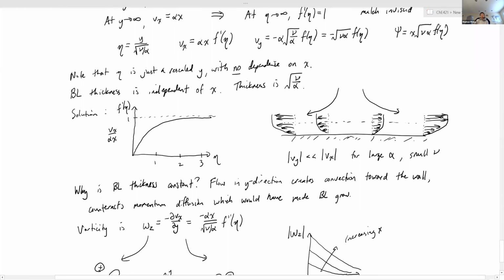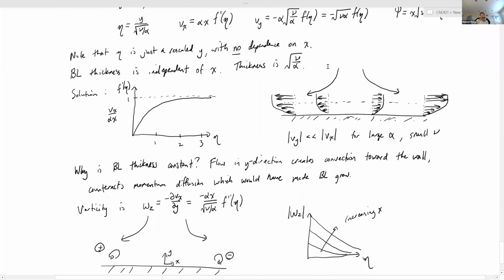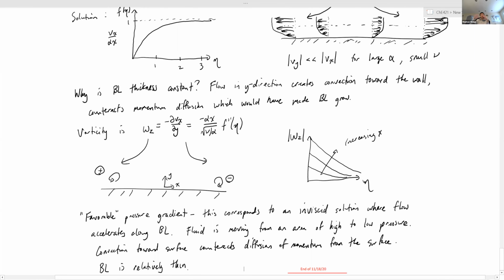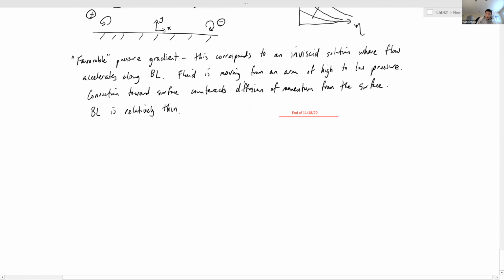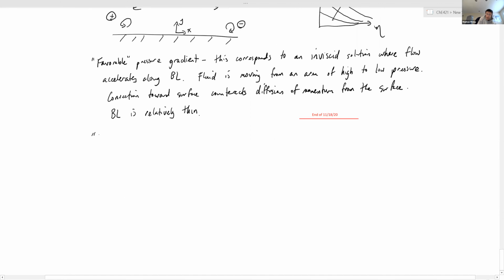Okay. Another way of thinking about it is that this happens because you have fluid coming down from the top, and the fluid coming down actually counteracts the momentum diffusion that would cause the boundary layer to increase in thickness. Okay. And so the opposite scenario of a favorable pressure gradient is perhaps something that you would imagine would be called an adverse pressure gradient.